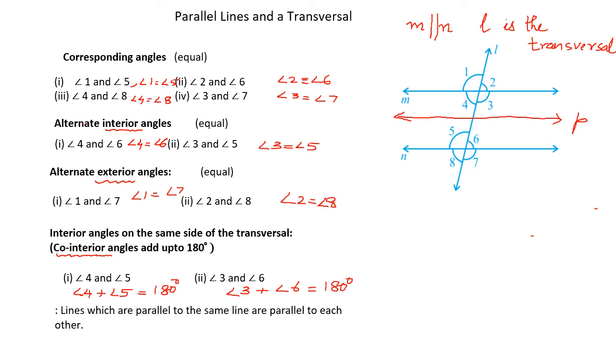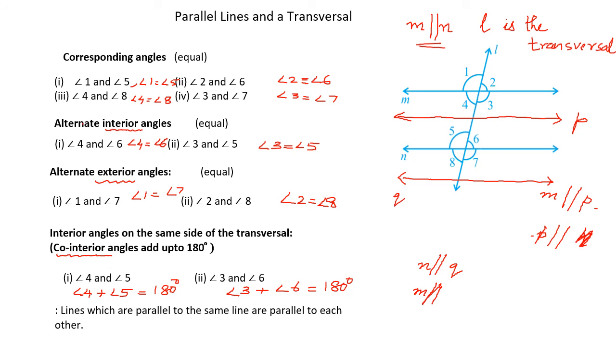So M is parallel to P. We already know M is parallel to N. If M is parallel to P, then P should be parallel to N. Understood? Because M and N are already parallel. And again, if I draw another parallel line here as say Q, N is parallel to Q. Then what can you say? What about M and Q? Then M is also parallel to Q. What about P and Q? P is also parallel to Q.